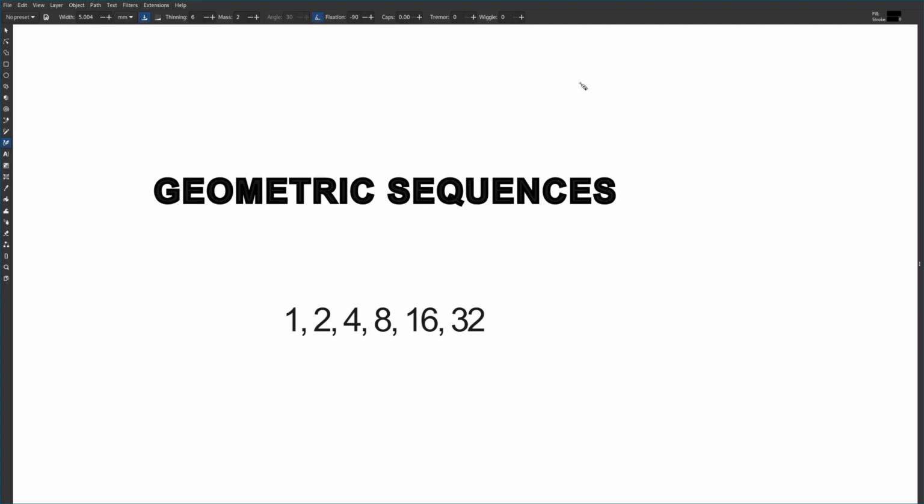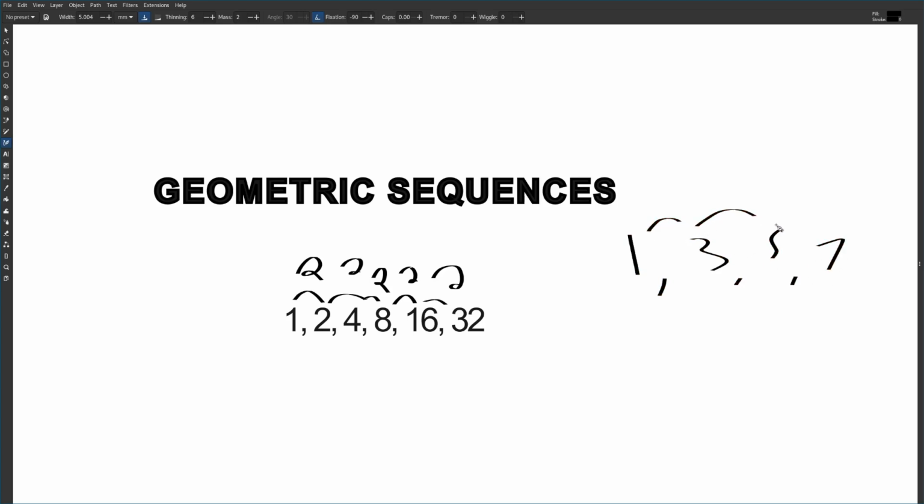When you have a geometric sequence like this one below, you're multiplying each time. So this would be times 2, times 2, times 2, times 2, and times 2, as opposed to arithmetic, where you have like 1, 3, 5, 7, where you're adding something each time.